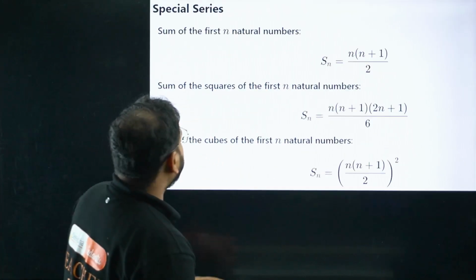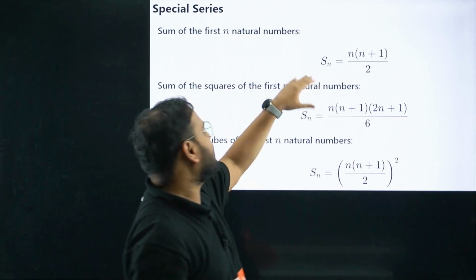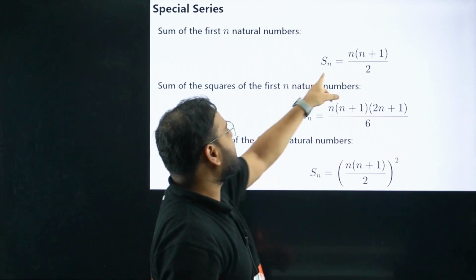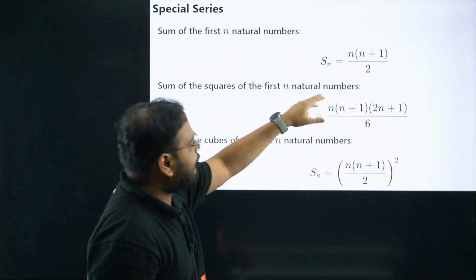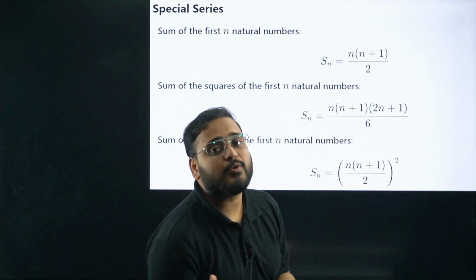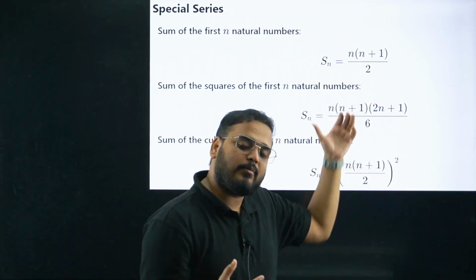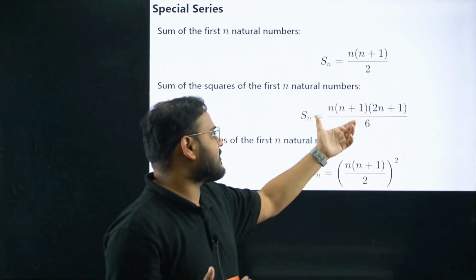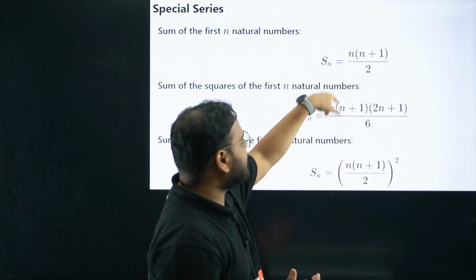Alright, some formulas are there. Special series is going to be there. If you have the first n natural numbers, the sum will be n times (n plus 1) by 2. Why is this important? Because you can directly use these formulas in the questions. That's why please remember this, at least if not all, the first two are very, very important.